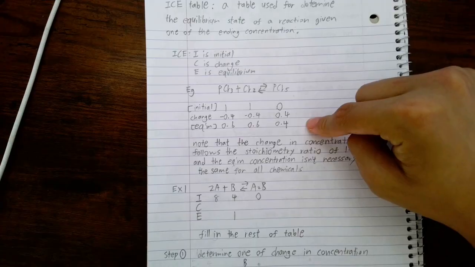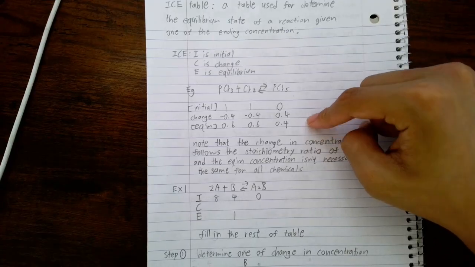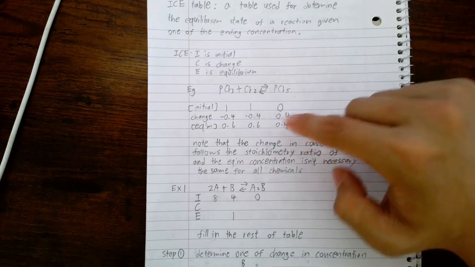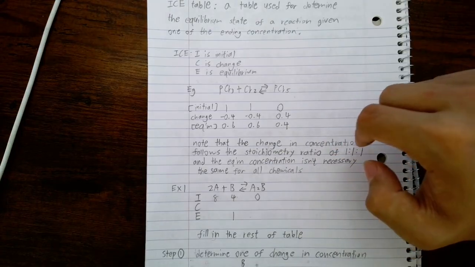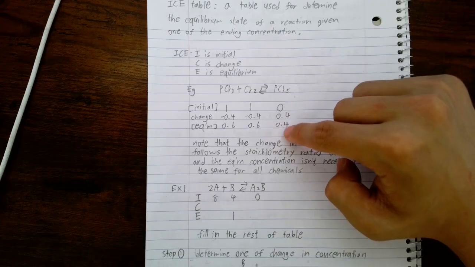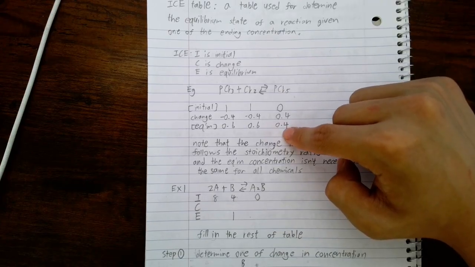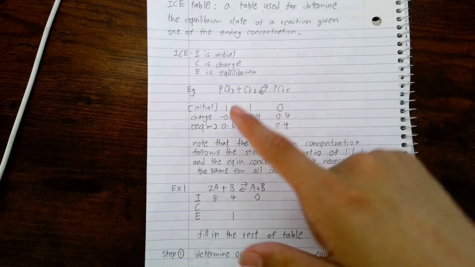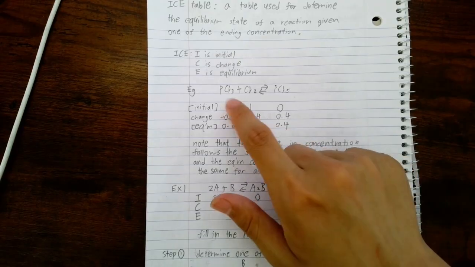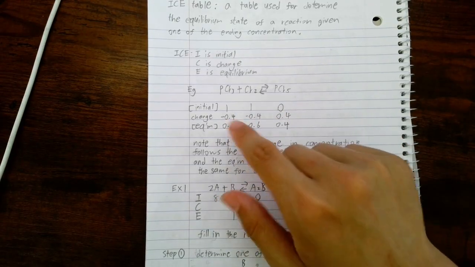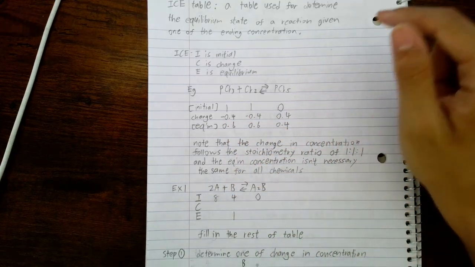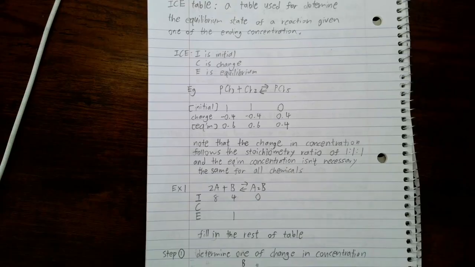Here is a very simple example of an ICE table. We go over the initial concentration for each substance, the change, and the equilibrium concentration. The initial plus the change is going to be the final one, which is the equilibrium state concentration. The change also follows the stoichiometry ratio. In this case, we have 1, 1, 1, so the change amount for each of those is equal to each other.